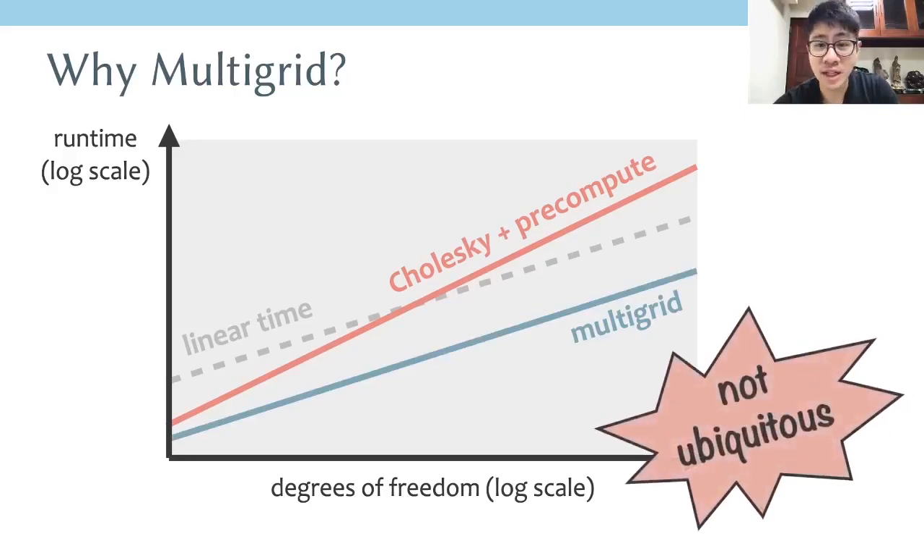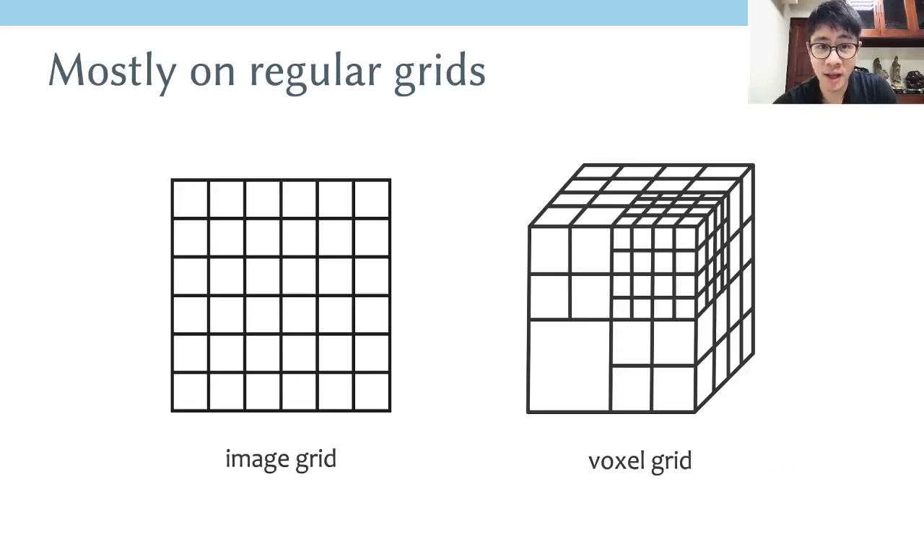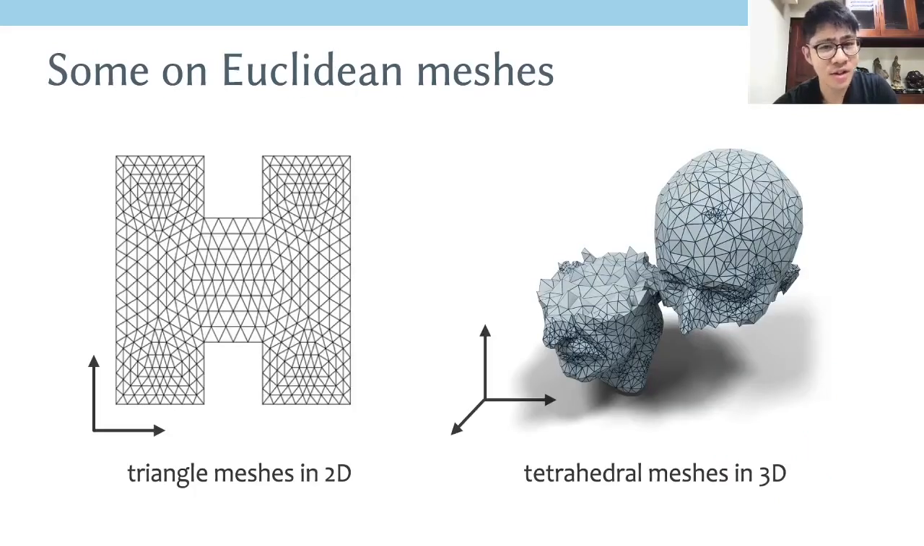But you may wonder that if multigrid is so appealing, why are they not ubiquitous in geometry processing? The main reason is because most multigrid methods are limited to regular grids, such as images or voxels. And there are attempts trying to overcome this limitation. They focus on generalizing multigrid methods to Euclidean meshes, such as triangle meshes in 2D or tetrahedral meshes in 3D.